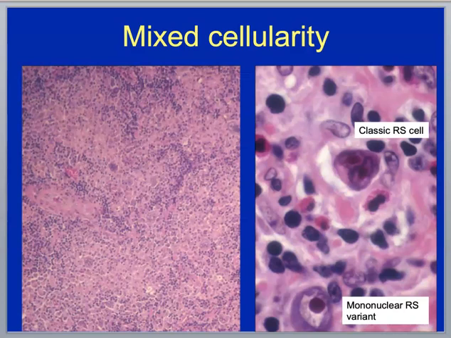And on high power examination that we see on the right, you can see the classic Reed-Sternberg cell, and at the bottom, the so-called mononuclear variant.